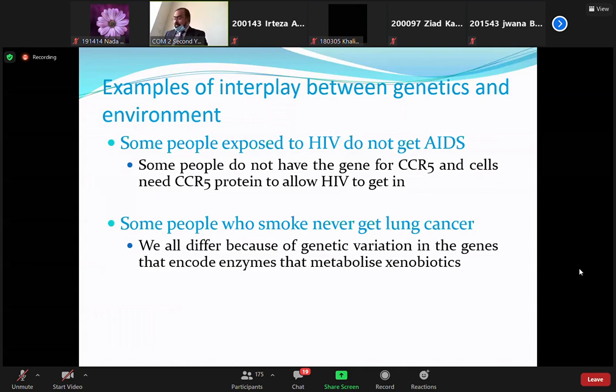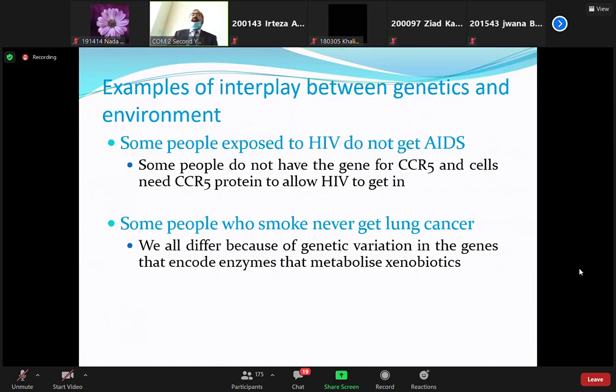Blessing in disguise. Some people who smoke never get lung cancer, although he is smoking two packets a day since the last 25 years. Being a doctor, you must face this problem whenever you tell any of your family or friends, please don't smoke. They will say, oh, I have been smoking for the last 20 years, nothing is going on here. Why? Because these patients have a gene that encodes an enzyme which does the metabolism of these xenobiotics.